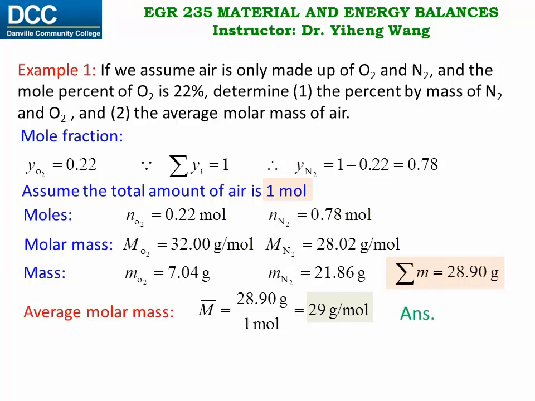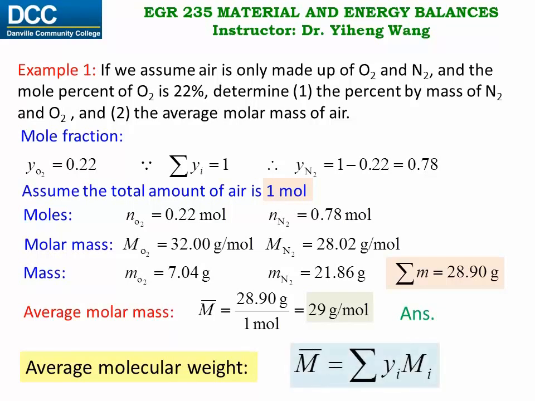In fact, based on this example problem, we can also derive a very useful formula to determine the average molecular weight for a mixture. In this formula, Yi is the mole fraction of a certain component, and Mi is the molecular weight of this same component.